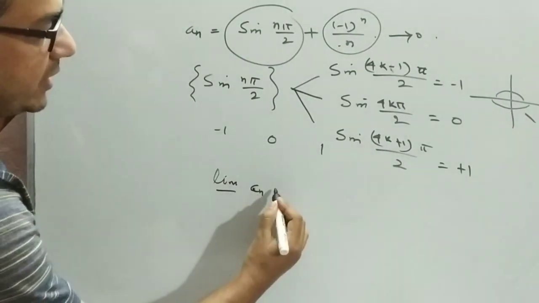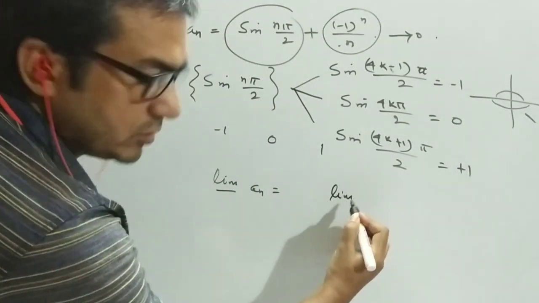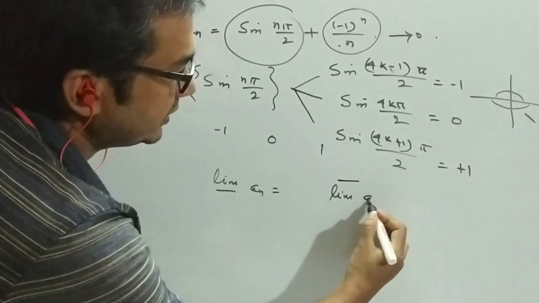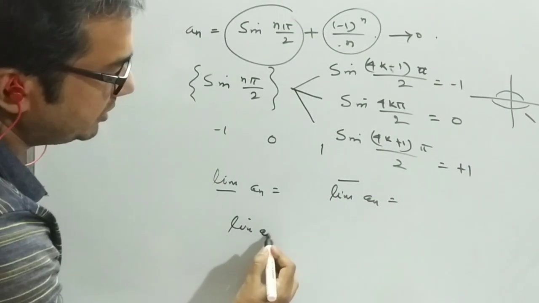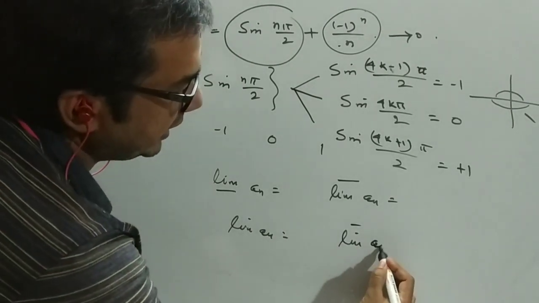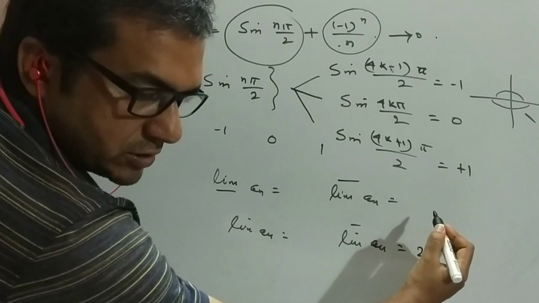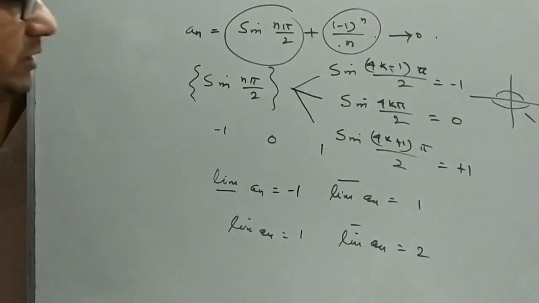lower limit an equal to. Second option, upper limit an equal to. And the third option, lower limit an equal to. And the last option, upper limit an equal to. This is 2, this is 1, this is 1, this is minus 1.